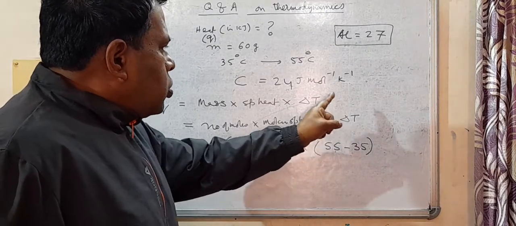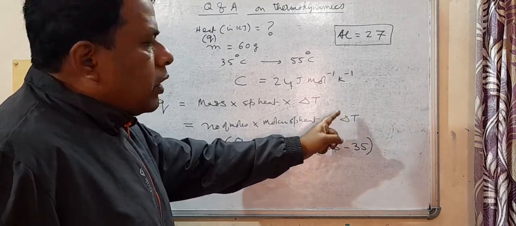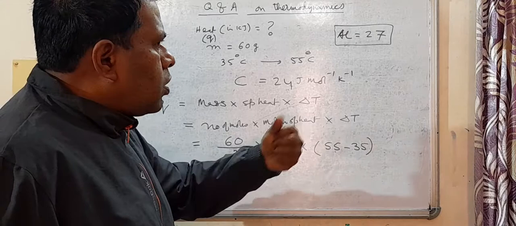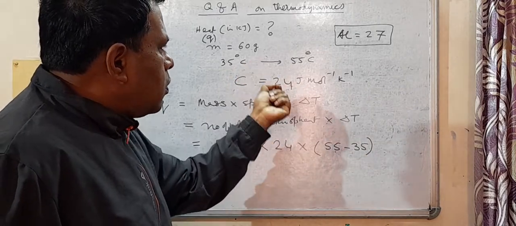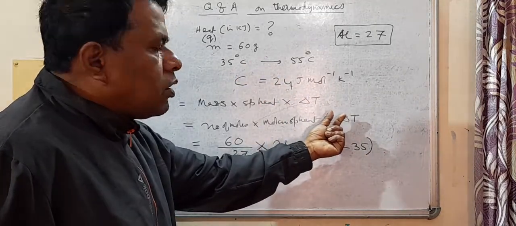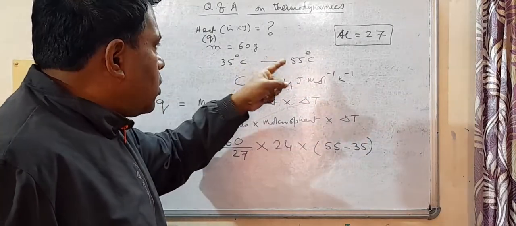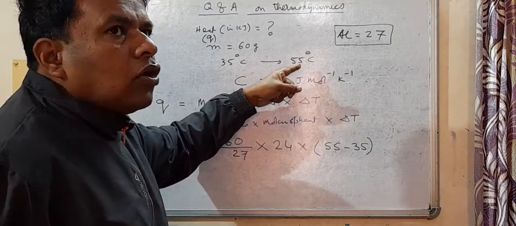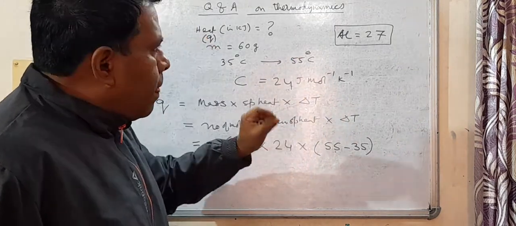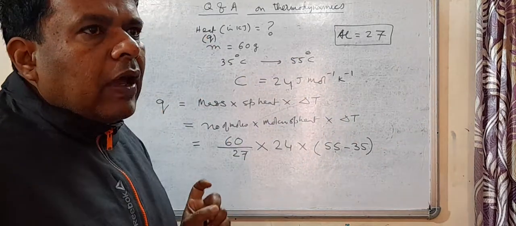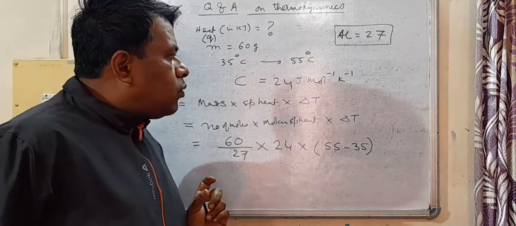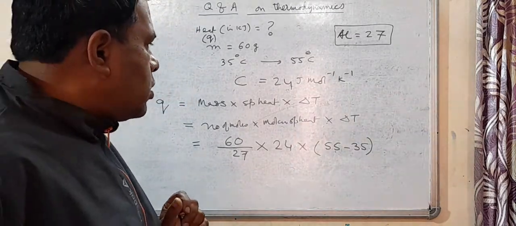Remember, the change in temperature, whether we do it in Kelvin or Celsius, the change value will be the same. We need not convert to Celsius. It's given in Celsius. We need not convert to Kelvin, because you should remember this thing: the delta T value in Kelvin or in degrees Celsius will be the same.